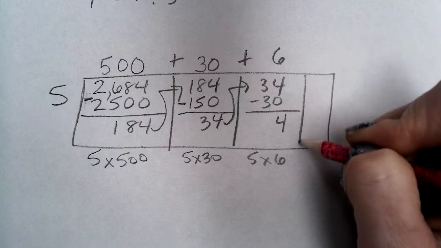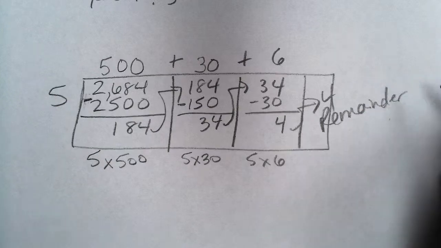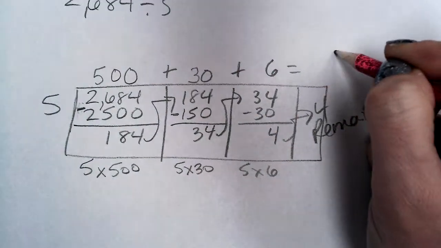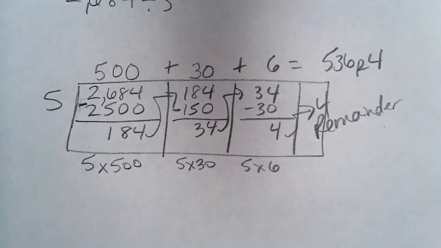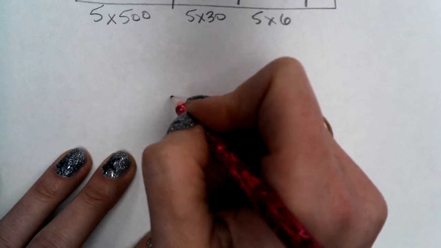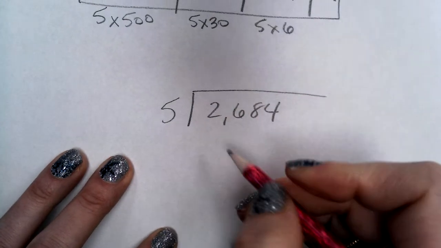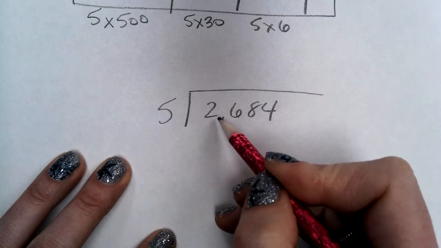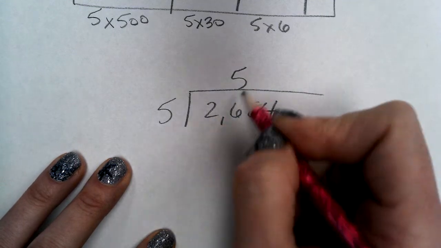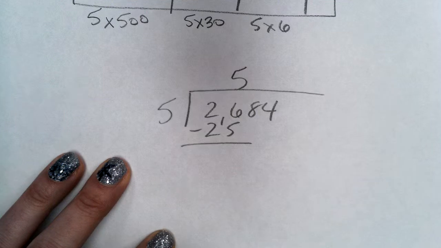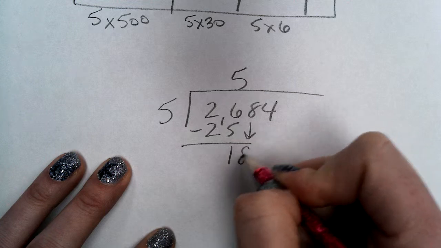And some students might make another box, or they just might say, oh, 4 is the remainder. So then here's our partial quotients. Our answer is 536, remainder 4. Okay, and again, if I compare this to the standard algorithm here, it is the same thing. 5, you cannot fit 5 into 2. How many 5s go into 26? 5 is as close as we can get because 5 times 5 is 25. And we subtract that. You get 1. You bring it down and you repeat.